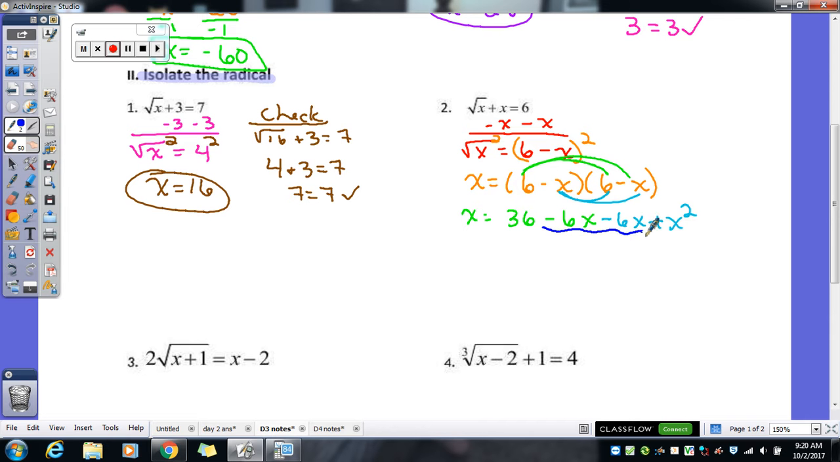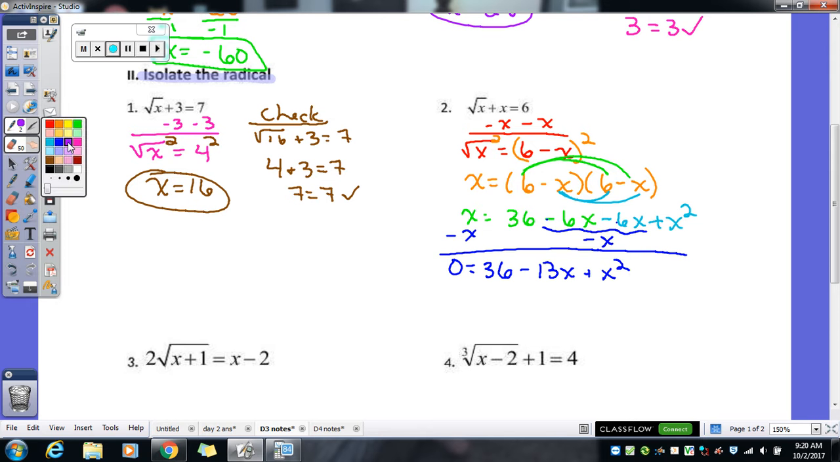So I've got to combine my two like terms, and I'm going to subtract my x over, so it becomes a negative x over there. So I have 36 minus 13x, because negative 6 and negative 6 is negative 12, then minus my one other one is negative 13x, plus my x squared. So again, we have an x squared there, so we're going to have to factor. We've got to think to ourselves, what multiplies to give us 36, but will give us a 13 in the middle?